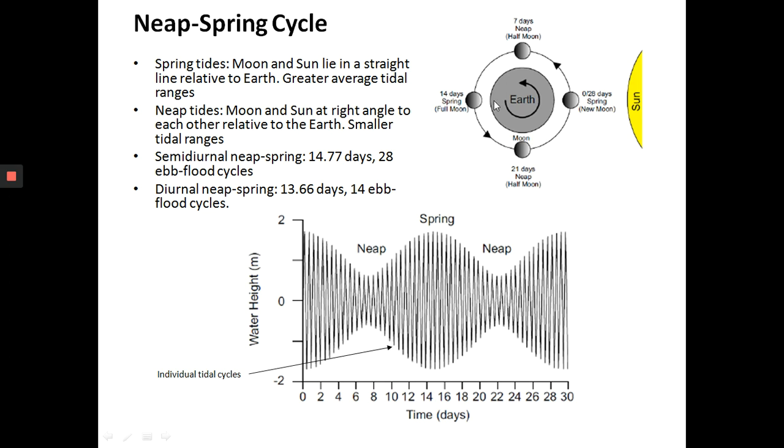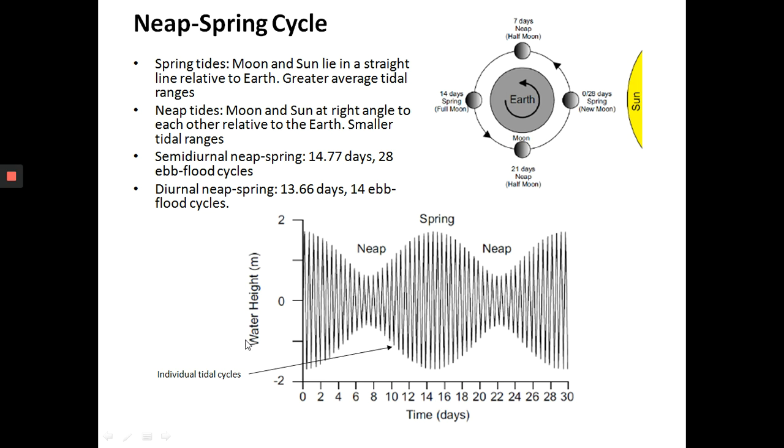You also get times where the moon and the sun are at right angles, 90 degrees to each other relative to the Earth. They are exerting gravitational pull in opposite directions, so you get a smaller tidal range on these sides here. During the 7th day and also the 21st day, you get a half moon, and during this time you get small tidal ranges. These are your neap tides, very low tides during this time. So these are called neap spring cycles.